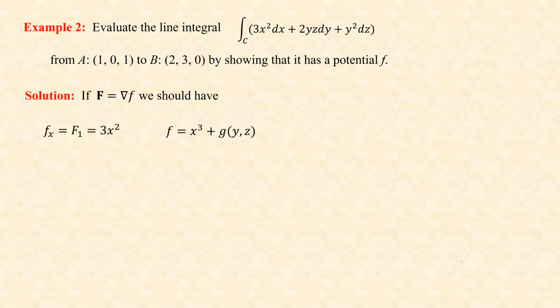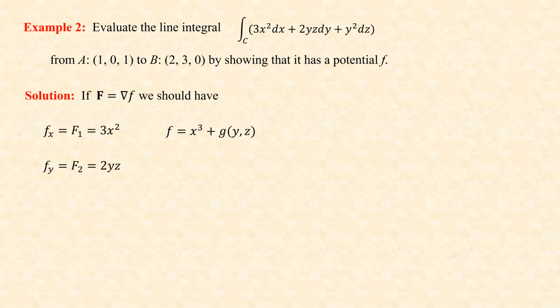Why is it g of y and z? Because we have a constant of integration for x. It's a constant with respect to x. If you take the derivative of this with respect to x, you get the same thing no matter what g is. So in general, that part is a function of y and z.